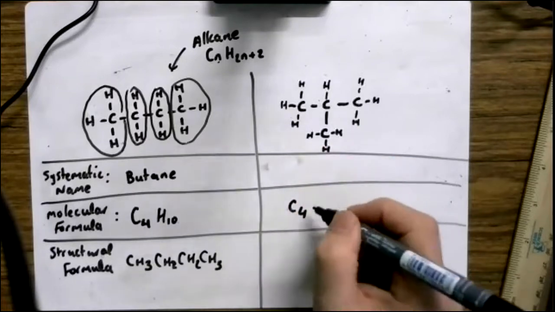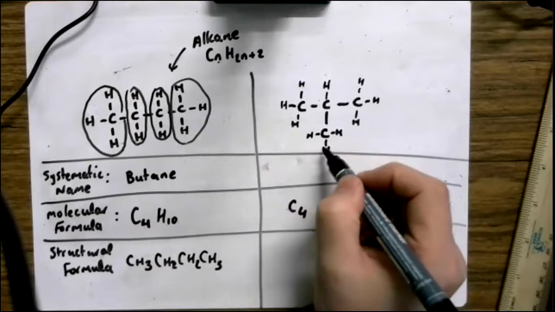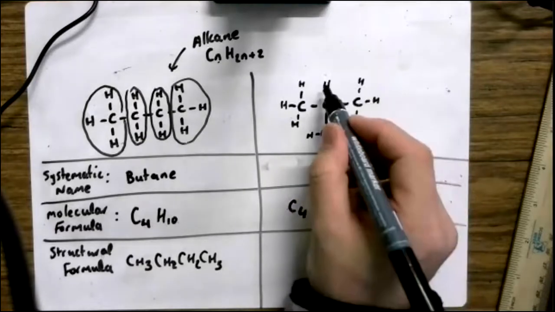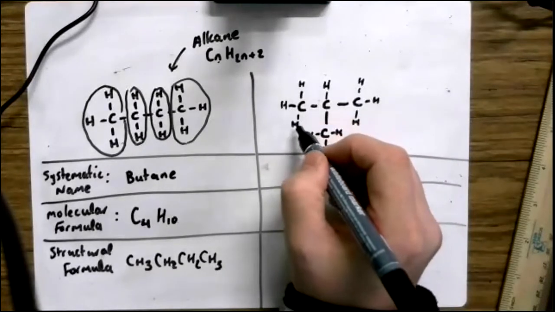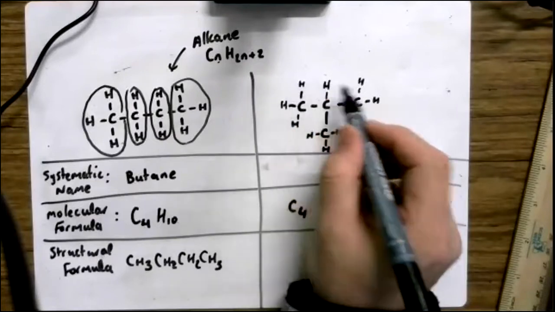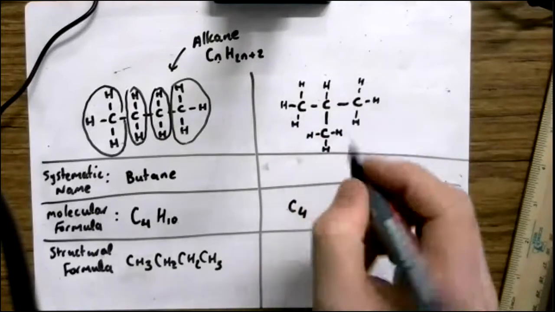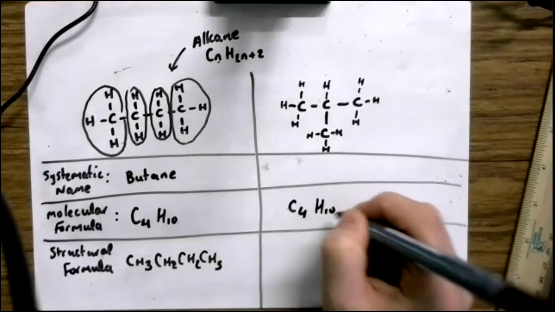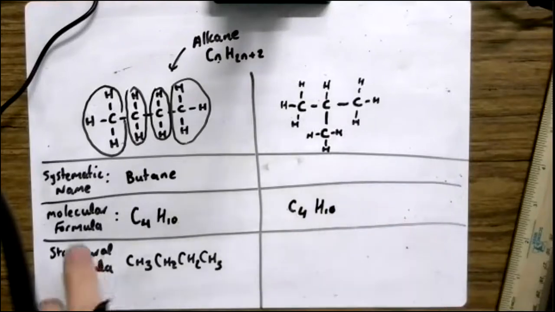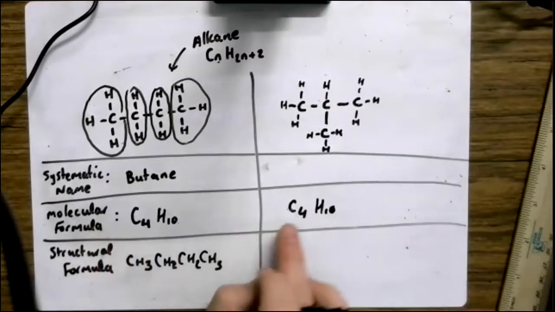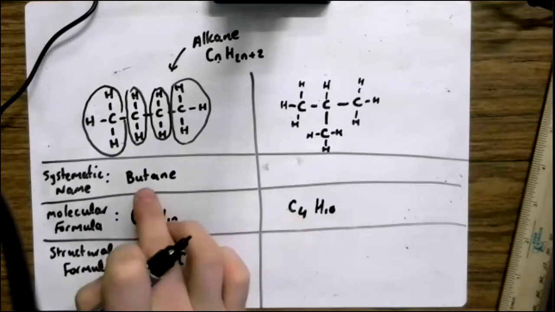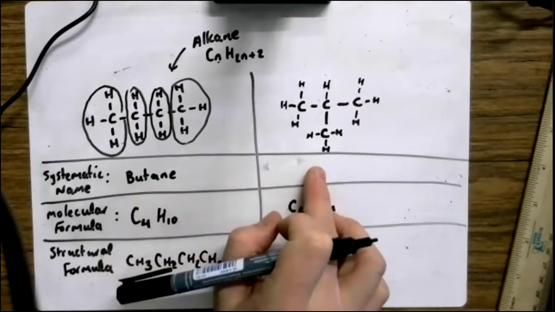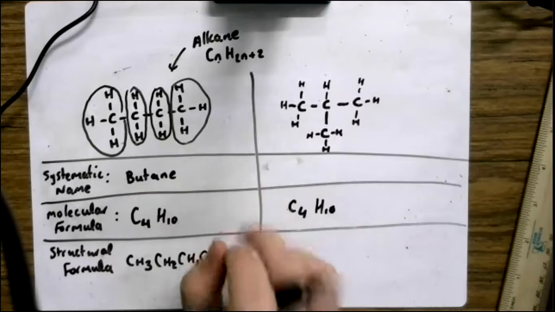Okay, so C4, and if you count the hydrogens, 1, 2, 3, 1, 2, 3, 1, 2, 3, 4. So just count them again. 1, 2, 3, 4, 5, 6, 7, 8, 9, 10. H10. Well, wait a minute. That's the same as this. C4H10, C4H10. This is butane. This must be butane too, is it not? Well, the answer is it's not.